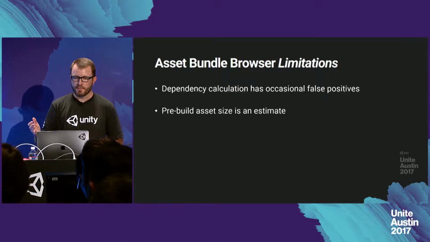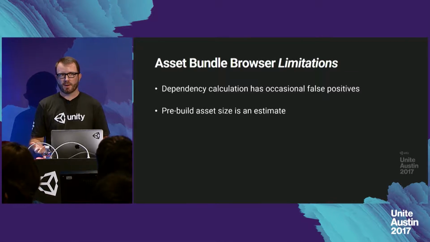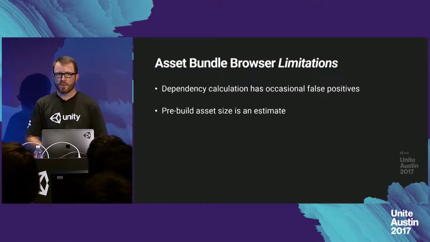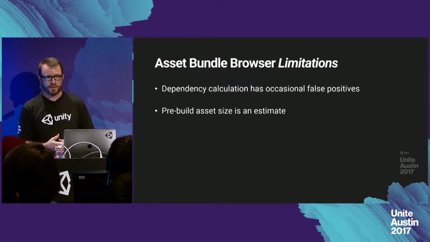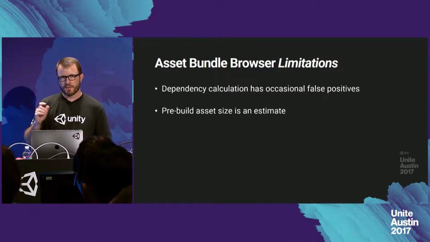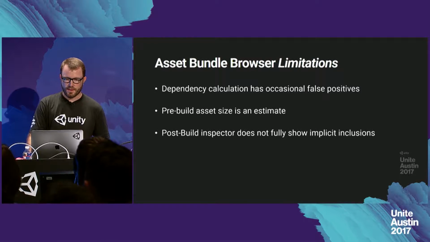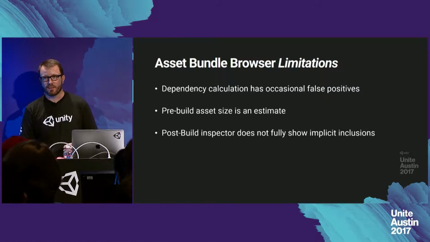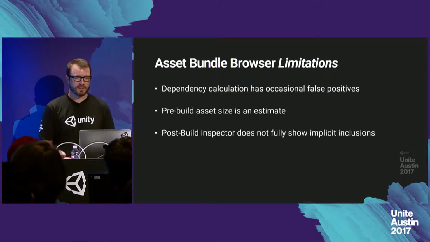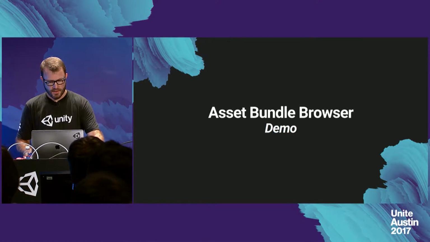Another heads up is that the pre-built asset size is an estimate. It's not going to be precise. It'll give you the ballpark to figure out, okay, this bundle's way too big, this bundle's a lot smaller, let me balance it. But when you actually need precise control, you need to do that build loop. In the future, we're hoping to get rid of that with our new build pipeline setups to break that up, but for now, this is what we got. And then the post-build inspector does not actually tell you what's implicitly included. You can figure it out from all the data that's there, but it doesn't actually report that to you. All right, and with that, I will get into a demo here.